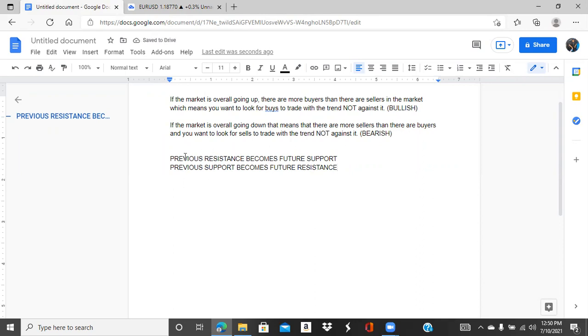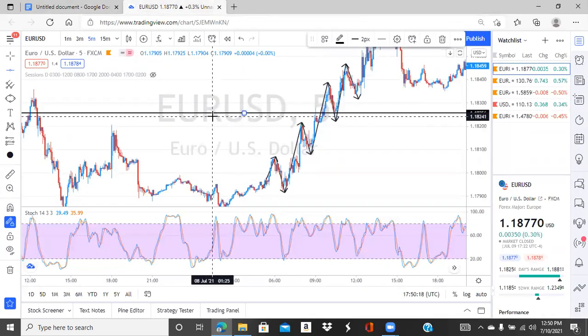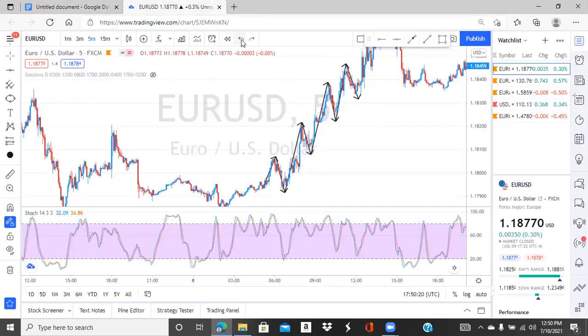Just remember me saying this right here. Previous resistance becomes future support. Previous support becomes future resistance. What does that mean? All right, you guys should know support and resistance by now.